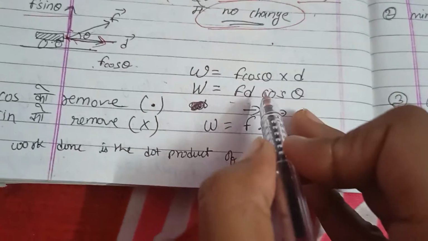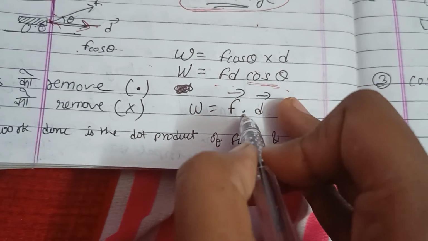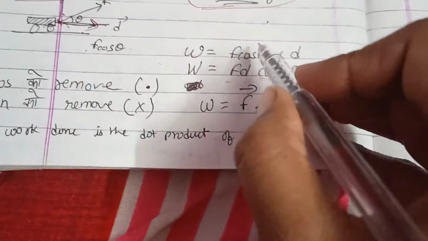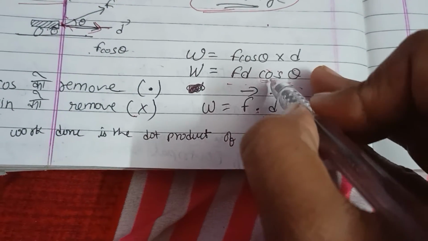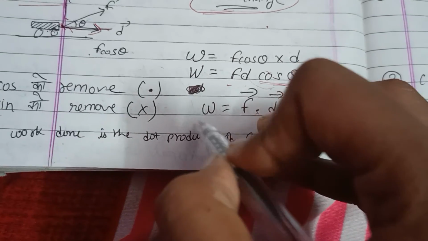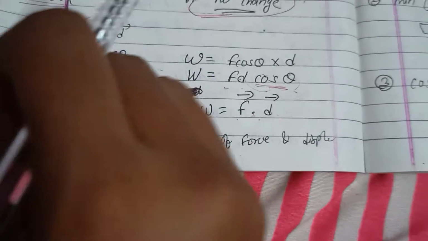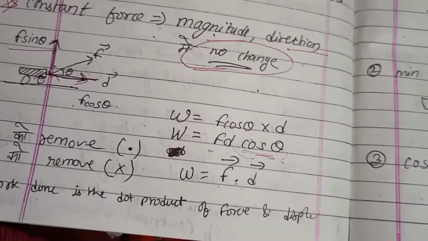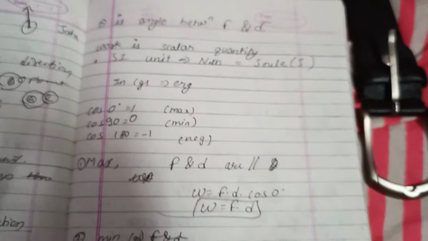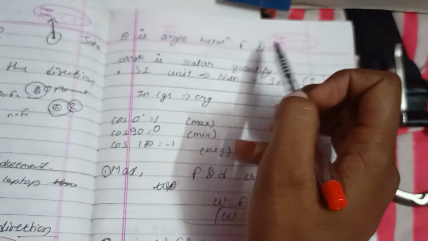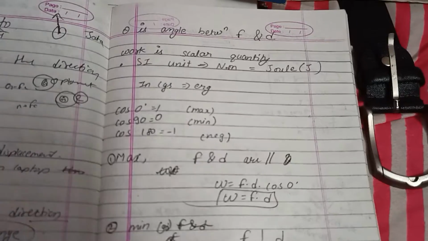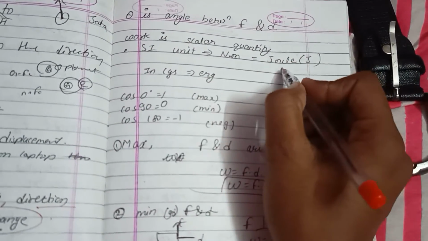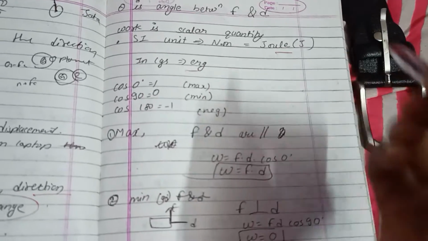So work done is fd cos theta. Whenever we have cos theta, we use the dot product, and when we have sine theta, we use the cross product. So W equals the dot product of force and displacement. Theta is the angle between force and displacement. Work is a scalar quantity and its SI unit is joule, and in CGS its unit is erg.